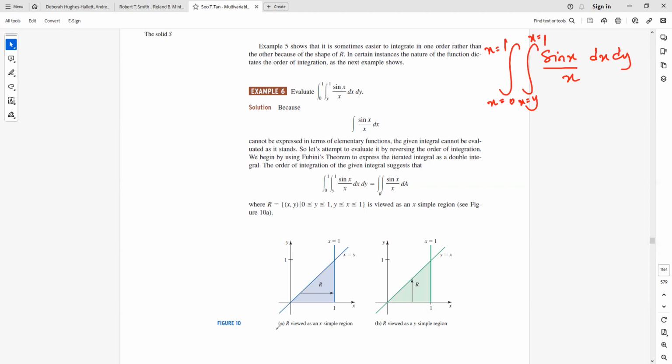Therefore we can draw the region, which will look like this, and then to find the limits for y, we can draw a parallel line to y. This is the uppermost limit, this is the lower limit, so the limit will be from 0 to y equals x. So the upper limit is y equals x, and the outer limit is from 0 to 1.